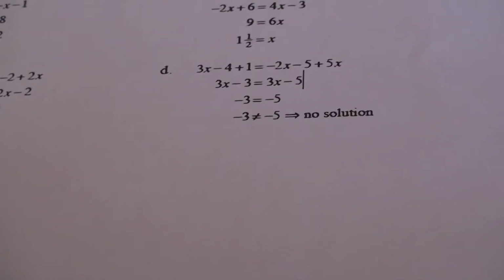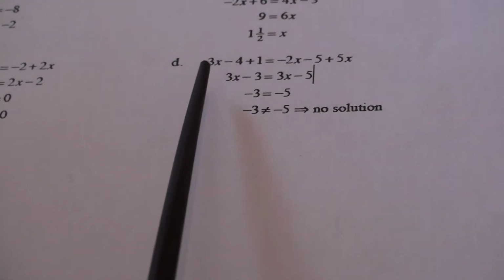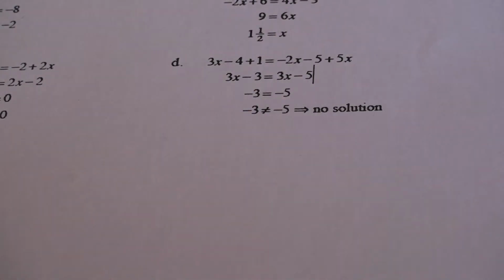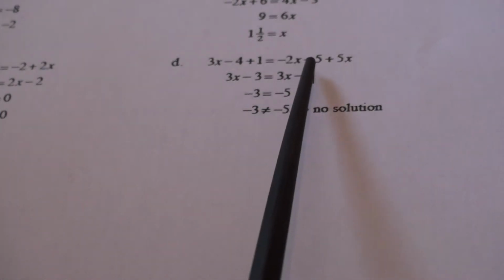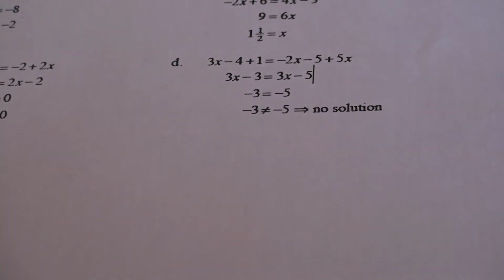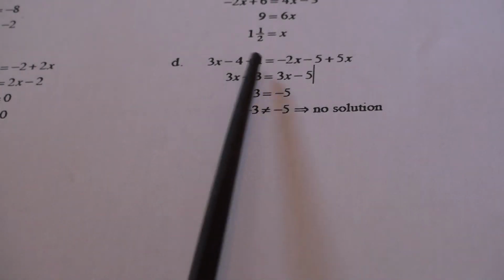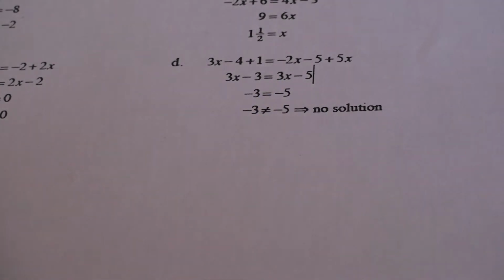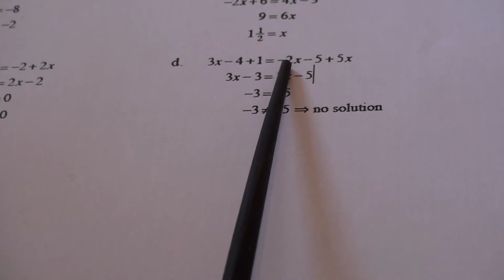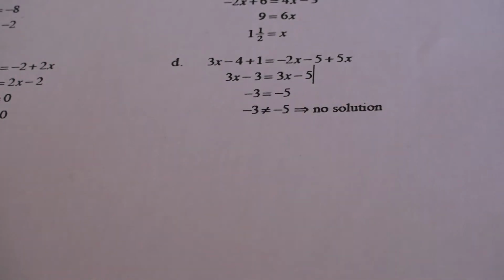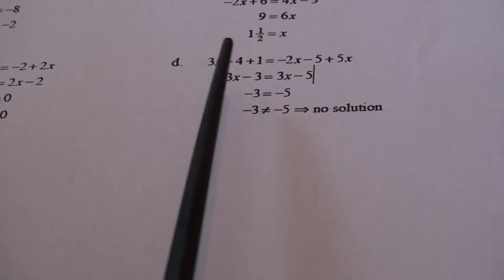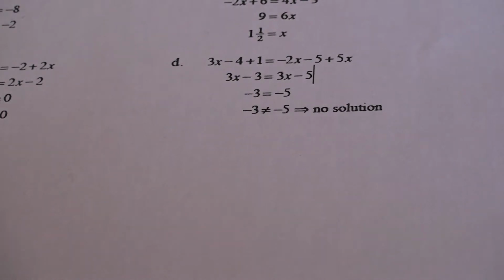So now let's look at part D. 3x minus 4 plus 1 equals negative 2x minus 5 plus 5x. So I combine my like terms. Negative 4 plus 1 will give me negative 3. Negative 2x plus 5x will give me 3x. And I just bring down my negative 5, and I bring down my 3x.